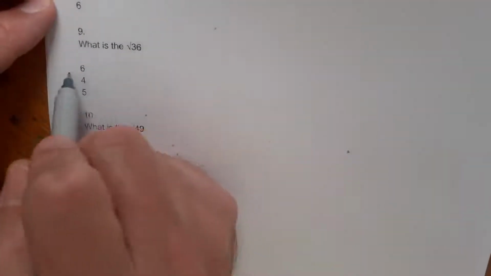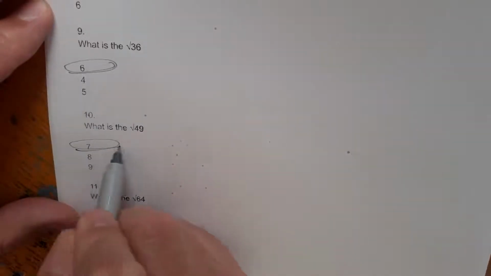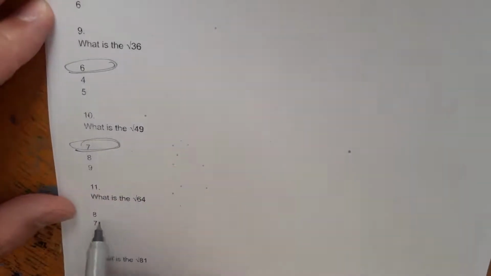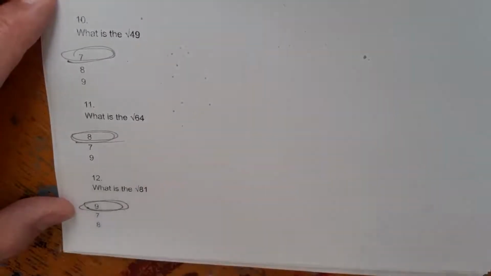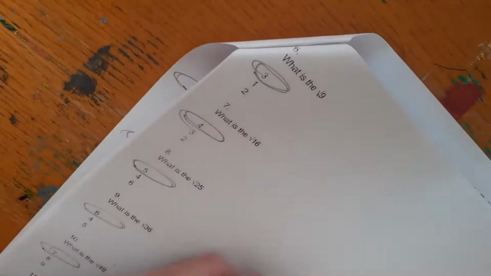What's square root of 36? 6. Square root of 49? 7. Square root of 64? 8. Square root of 81? 9. Because 9 times 9 is 81.